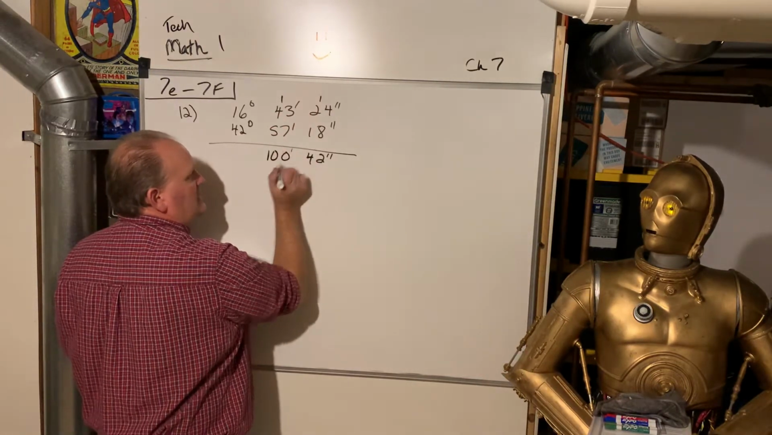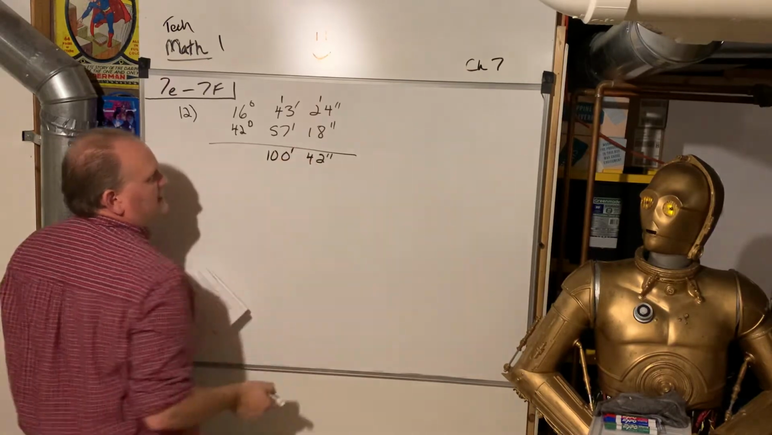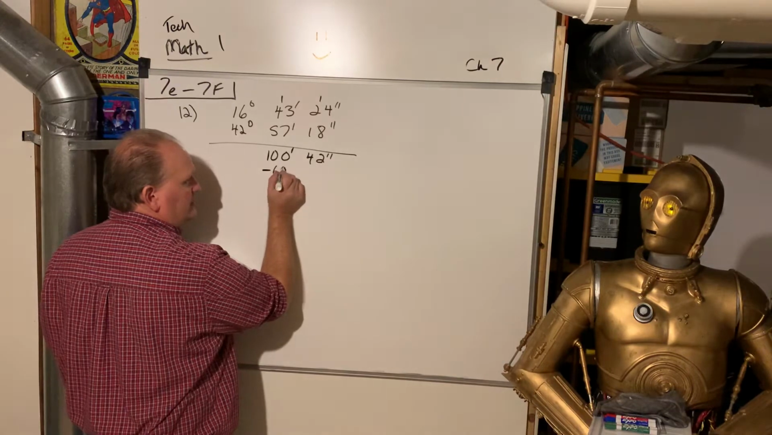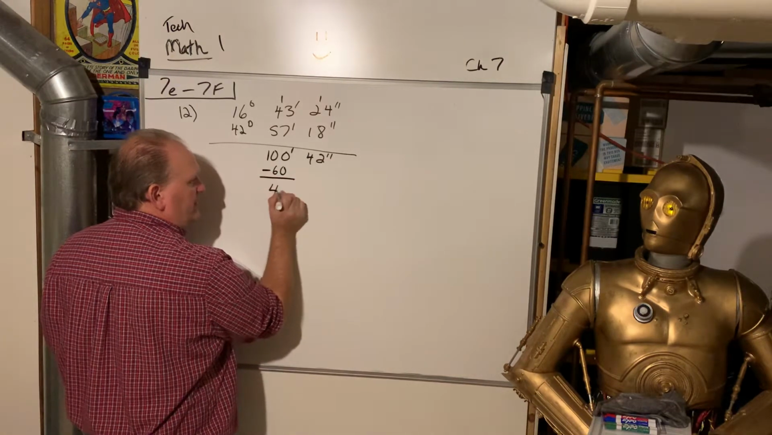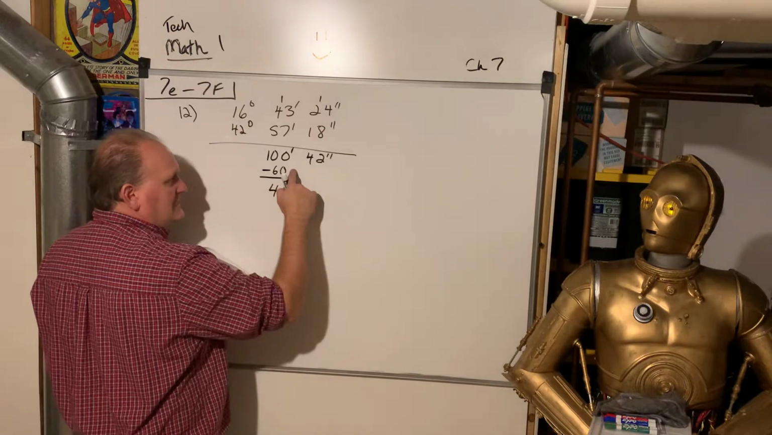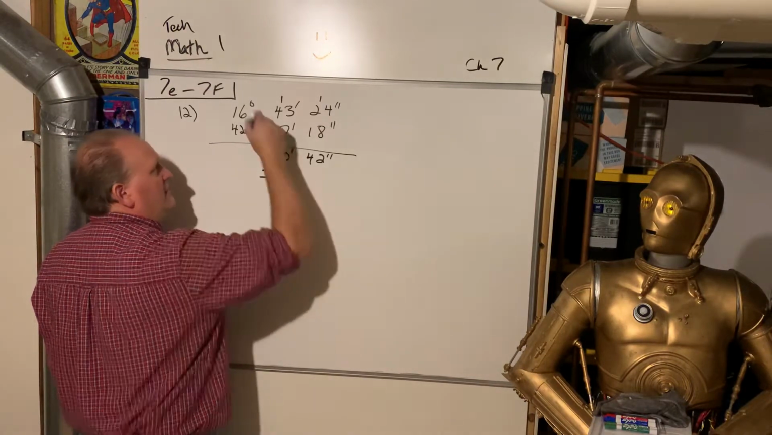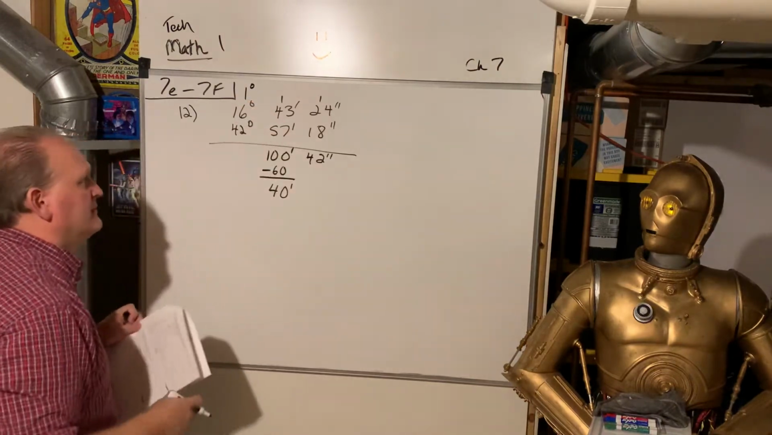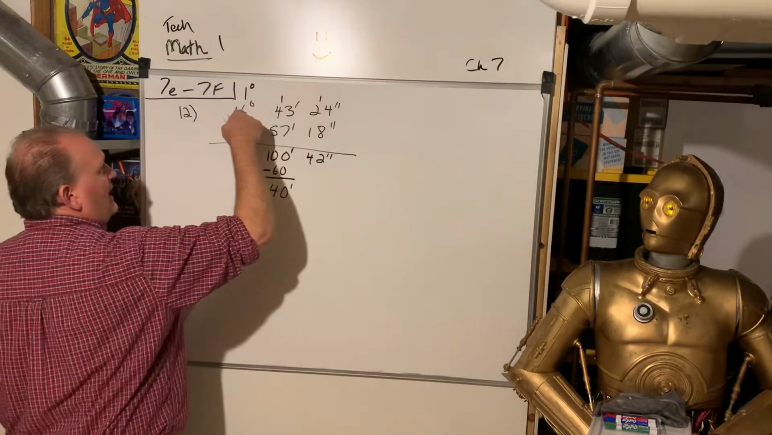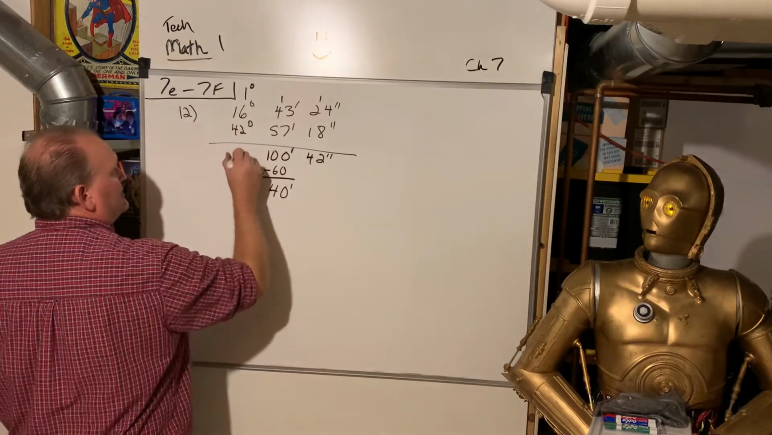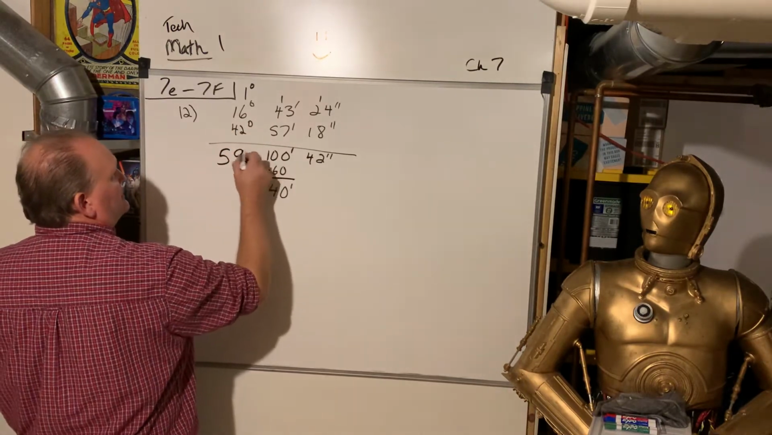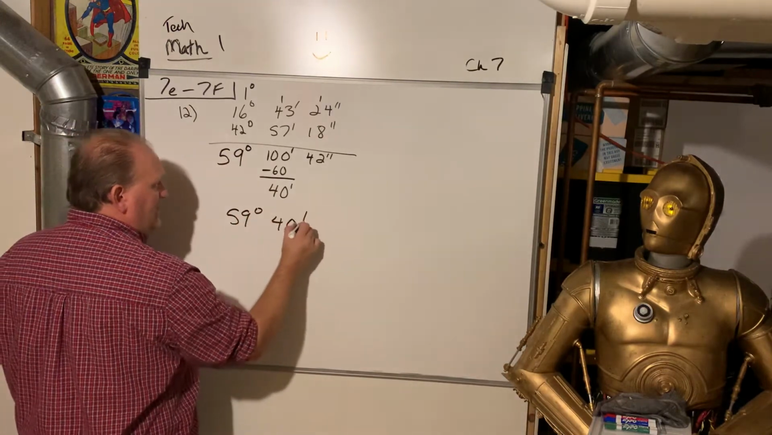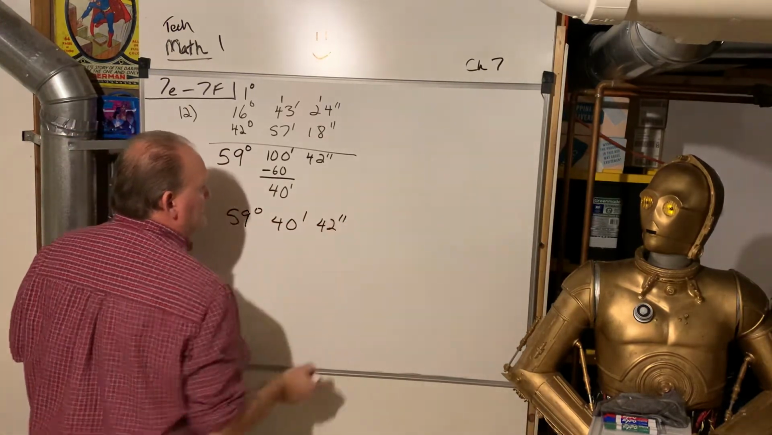Well, it can't be 100 minutes. So you're going to take and subtract 60 from it and say 40 minutes. And what that 60 does that I took out of the 100 becomes 1 degree. We carry it up to there. All right. And now that's 7, 8, 9, and 5. So 59 degrees, 40 minutes, 42 seconds.